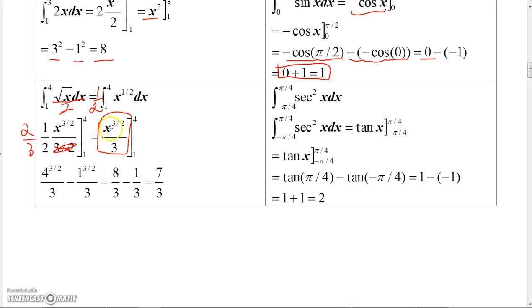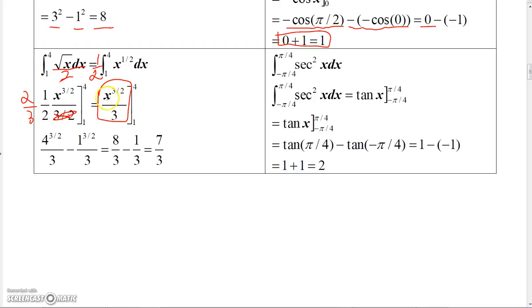And then in the next step, I'm going to evaluate this function at 4. So I have 4 to the 3/2 divided by 3. And then minus, using the fundamental theorem of calculus, this same function evaluated at 1. So I have 1 to the 3/2 divided by 3. And so that's actually the square root of 4 cubed, so that's going to be 8/3. And this is the square root of 1 cubed, so that's going to be 1/3. So I have 8/3 minus 1/3, which gives me 7/3.